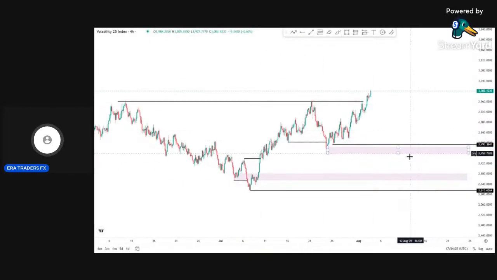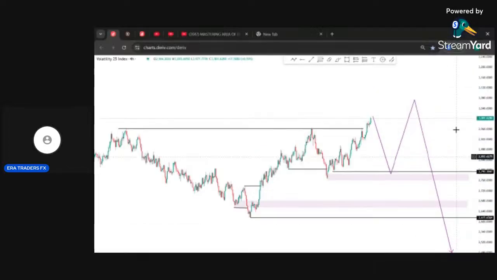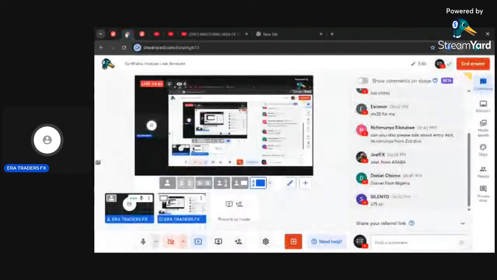So this is what I have for it. But the buy, take note, even if the buy wants to happen, it will be for a very short while there. I'm expecting a drop. That's what I have basically on V25.